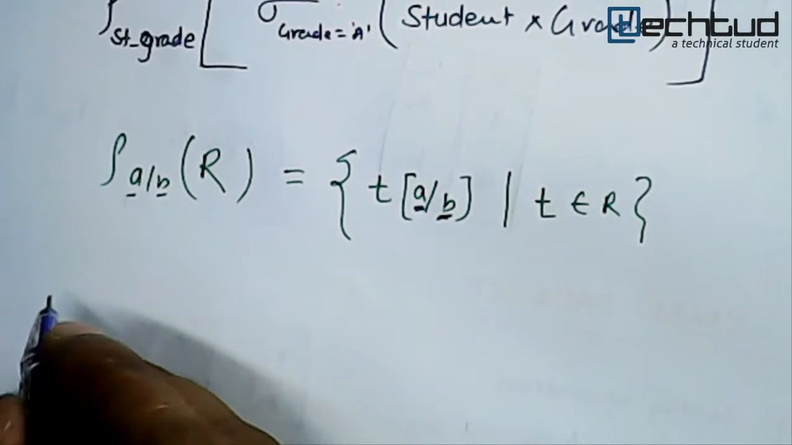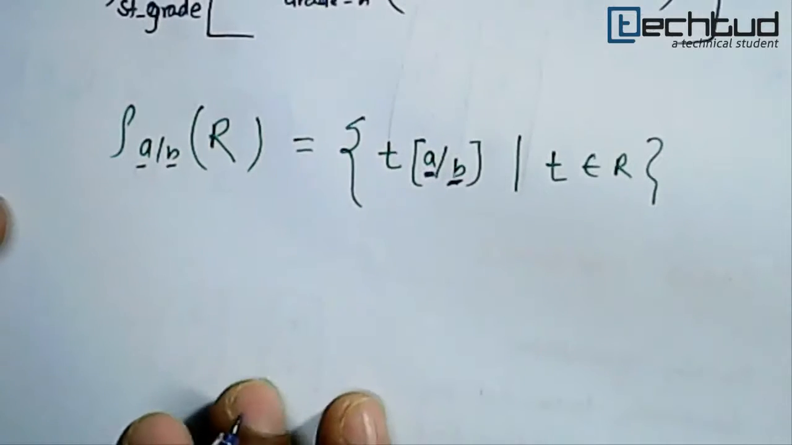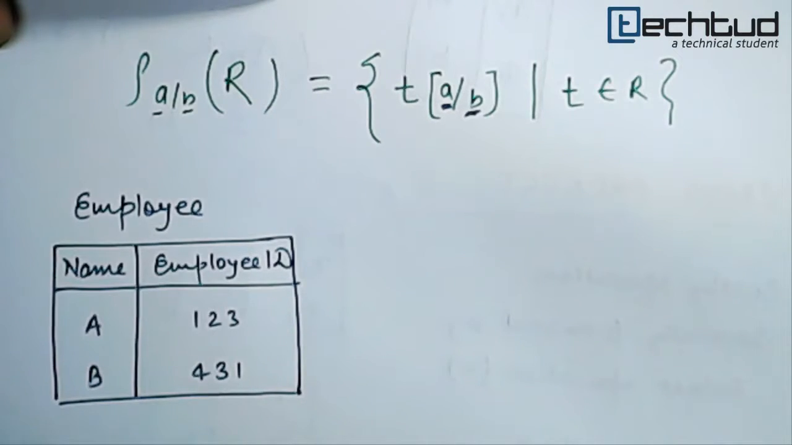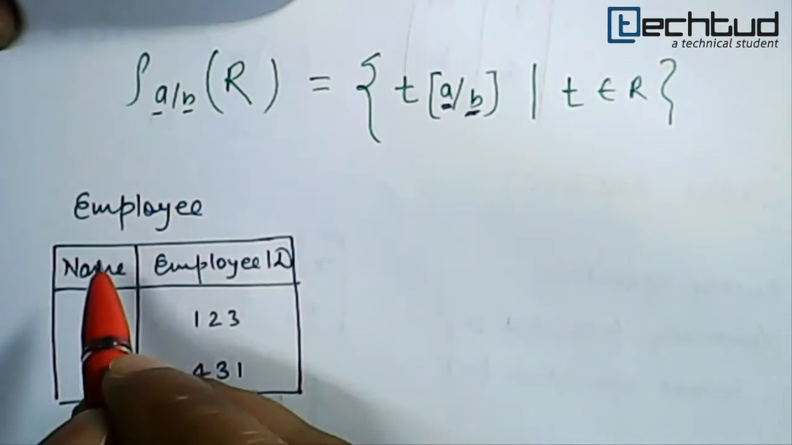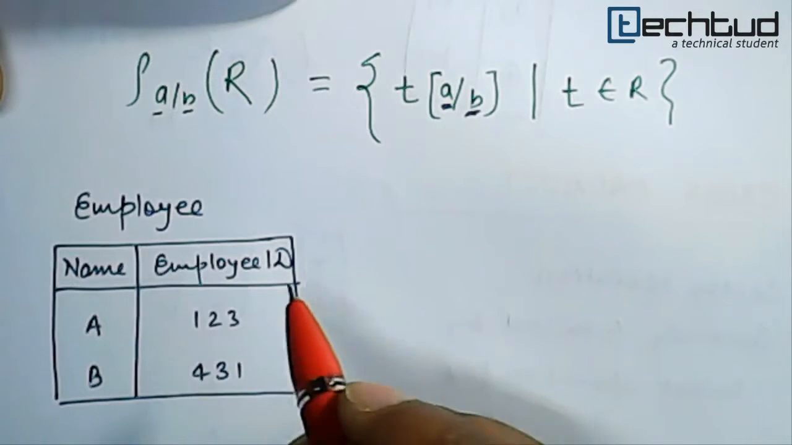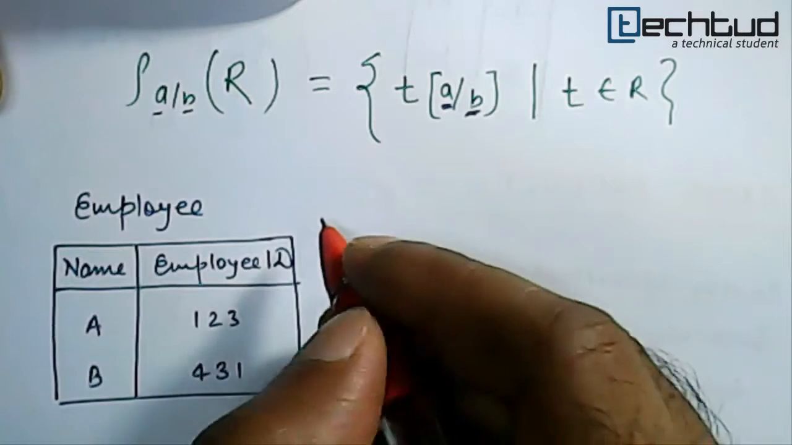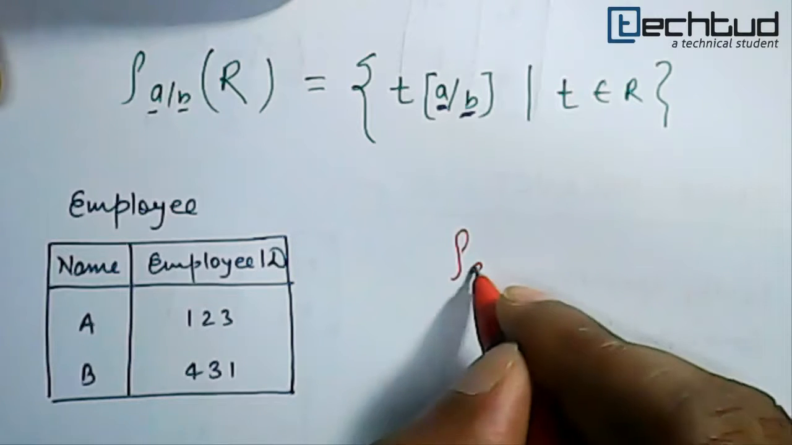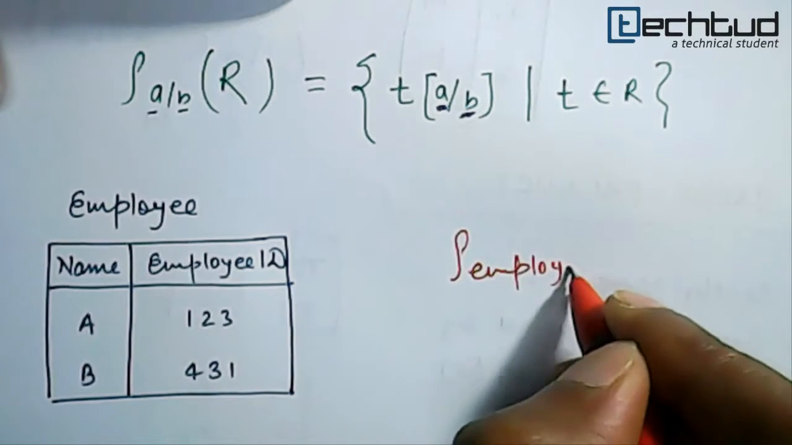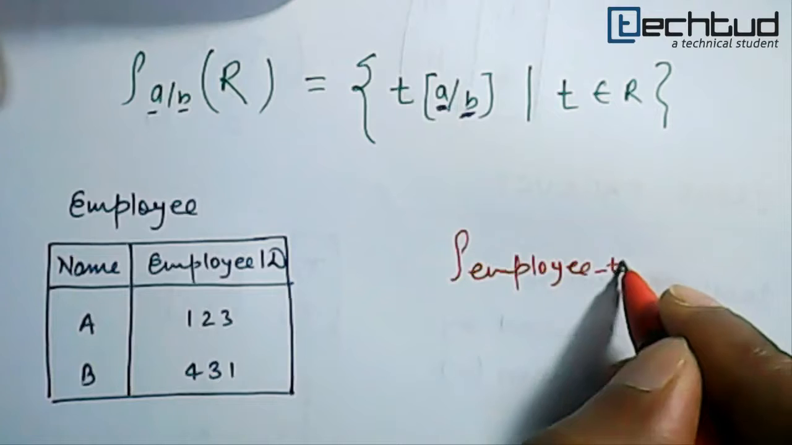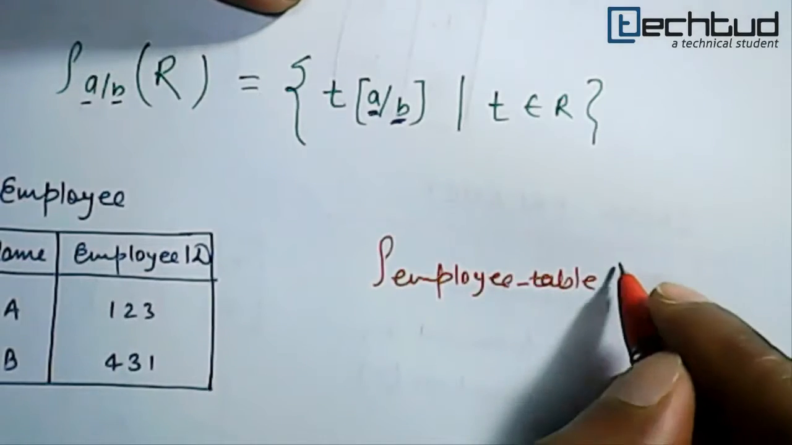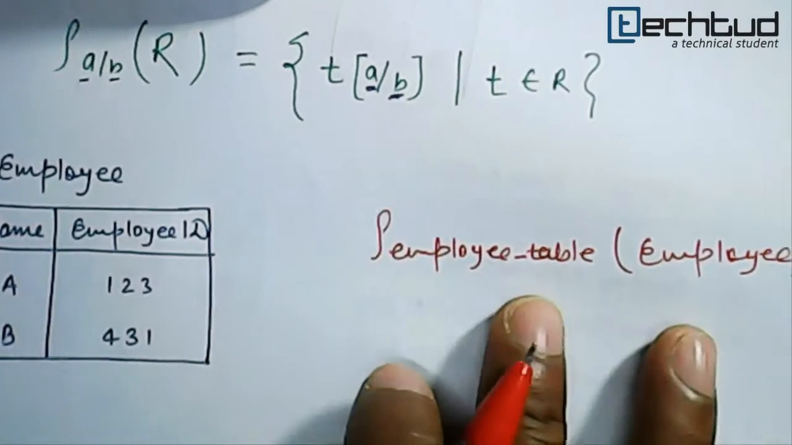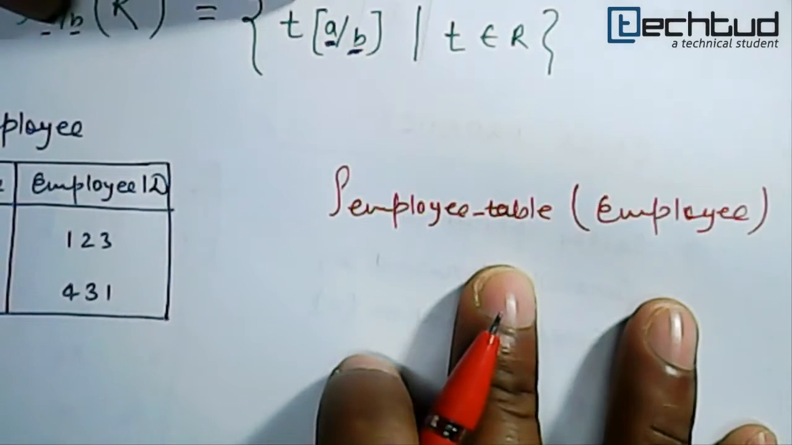Let's say we have one example as follows. Here, for this relation employee, I want to rename it as employee table. So we will just write rho and the new name, employee table, and then employee. Here the table name itself will be renamed.